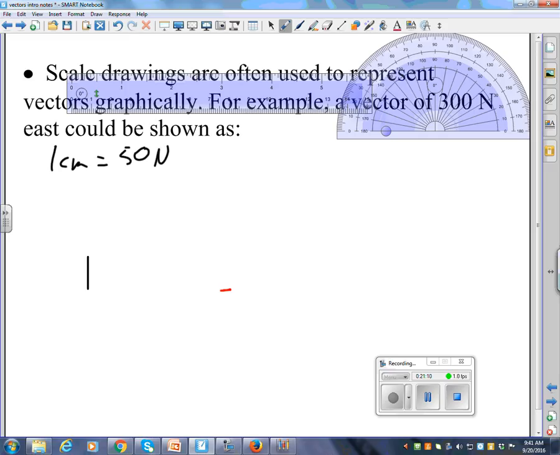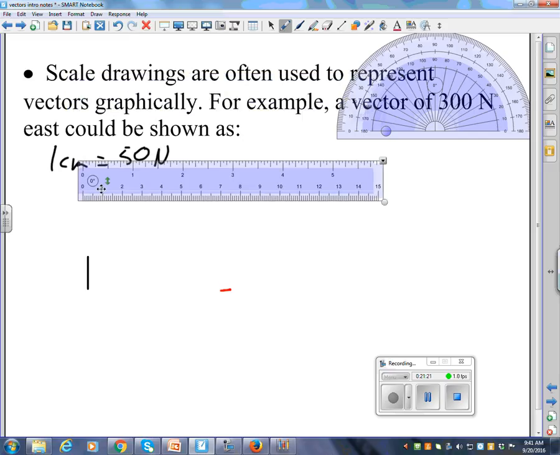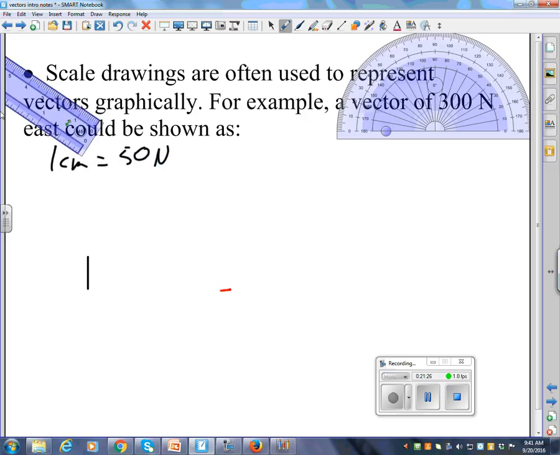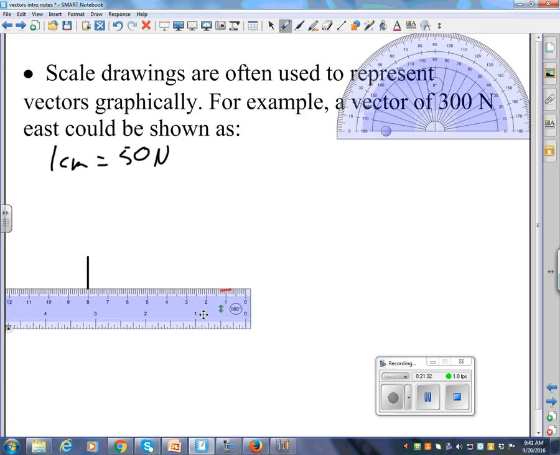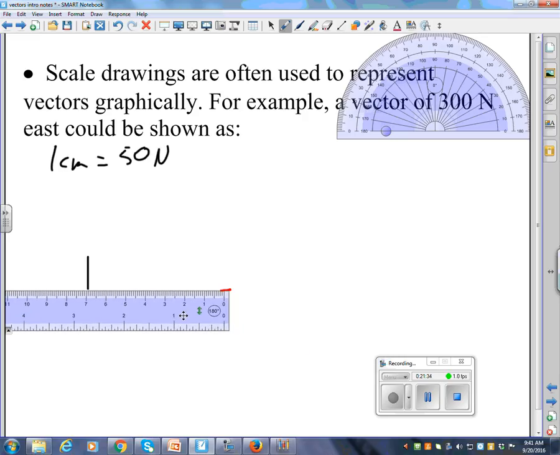Remember, the newton is a unit of force. It's like how much, right? Force. Okay? 1 centimeter equals 50 newtons. So how long is my line going to be? How'd you get 6? Yeah, exactly, right? So it's going to be 6 centimeters long. 300 divided by 50. Okay, so this is going to be your vector.